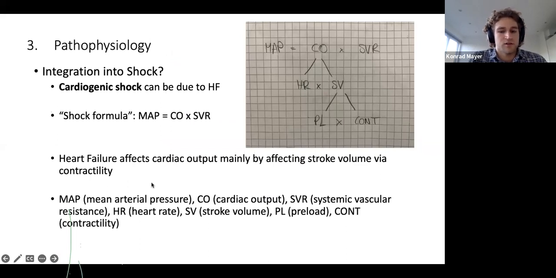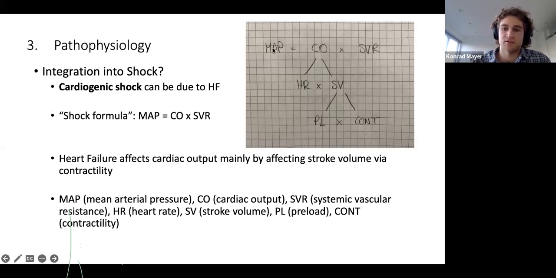So another fundamental way to think about heart failure is how does it integrate into shock? And this is the formula. I don't know if you can see it completely because of my screen. There we go. Okay, so the formula for shock has a lot of things in it that make shock easy to understand and know what is easy to do, but maybe somebody else would get into this in a shock lecture.